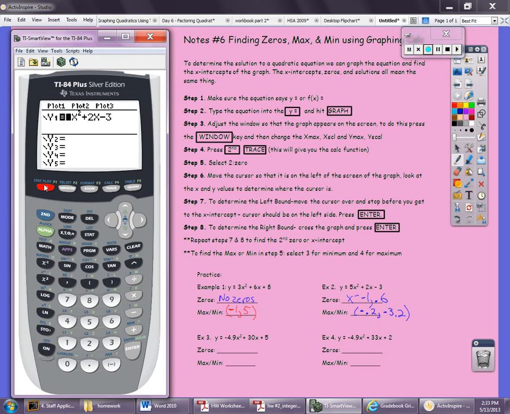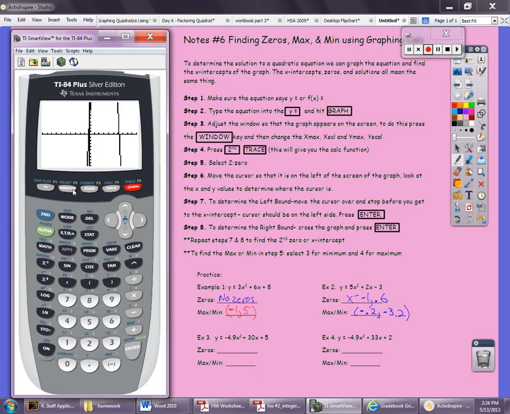So if we go to y equals, we type in the third example, -4.9x squared plus 30x plus 5. Graph. Now with this one, what we notice is that we see the line come up and we see the line come back down, but we don't see the top of the graph. So we have to change the y.